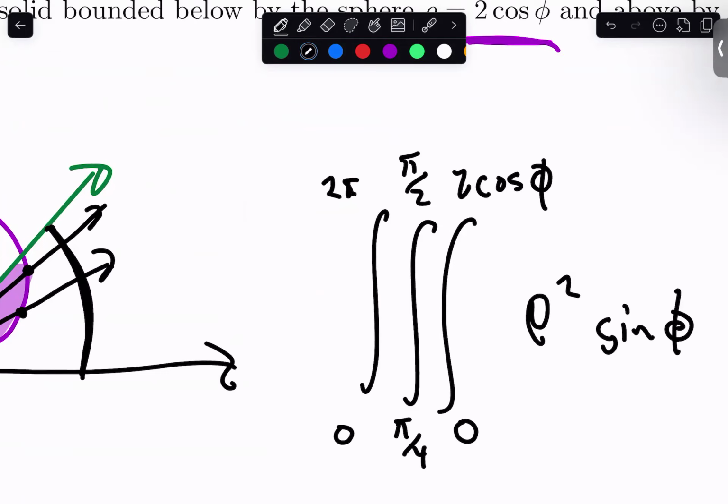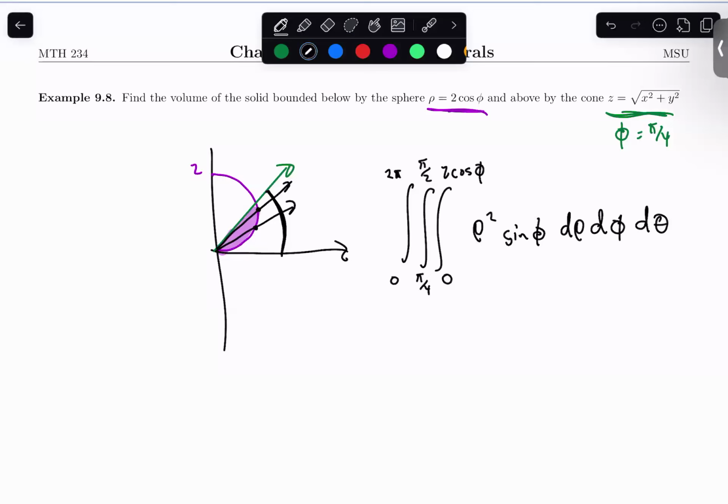And then again, just like we've seen in the past couple, none of these have anything to do with theta. And so our theta bounds are going to range from 0 to 2 pi, since we want to get each point once, but not more than once. Any questions on the setup here? Yes.